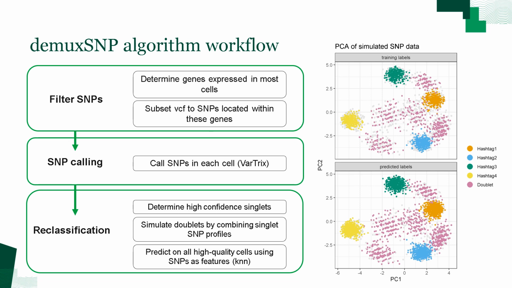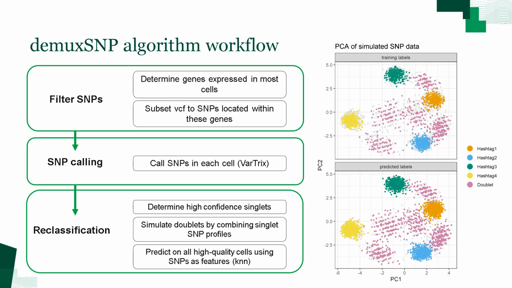We can also simulate doublets by combining singlet SNP profiles from these high confidence cells. We can then predict on the remaining cells using the SNPs as the features. And these are the cells that we couldn't confidently call using hashing methods. So we've implemented this workflow in an R package that we're calling demuxSNP.